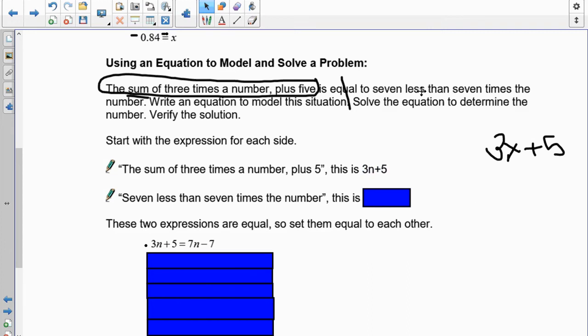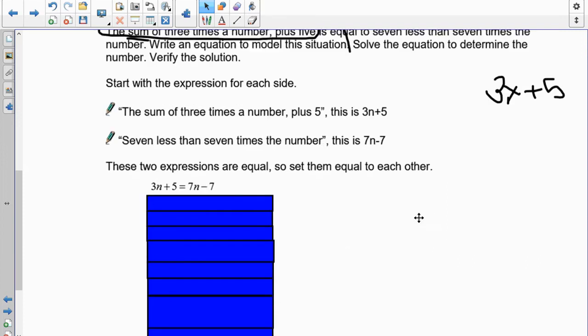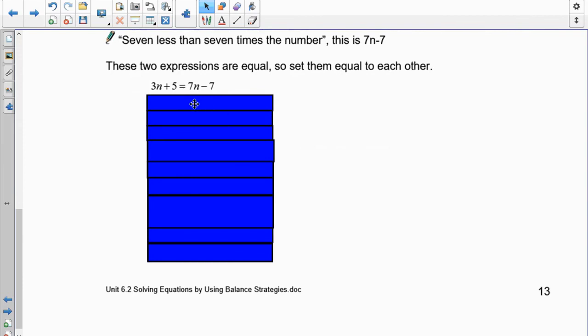Now, 7 less than 7 times a number. So I've got 7 times a number, but I need 7 less than that. So whatever this 7 times a number is, I've got to take away 7 from it. So it's going to look like 7n take away 7. Now, taking both of these and making them equal, now we can solve it. So what I'd like you to do is to pause the recording and solve this equation, please.